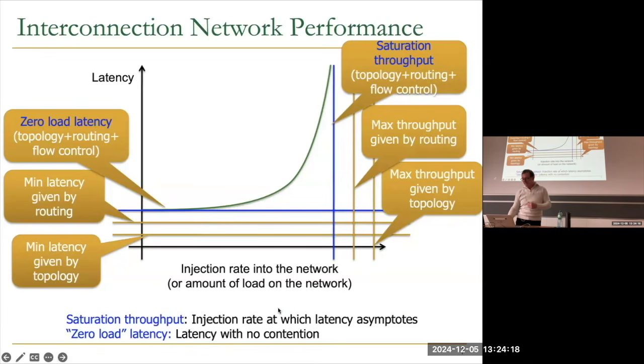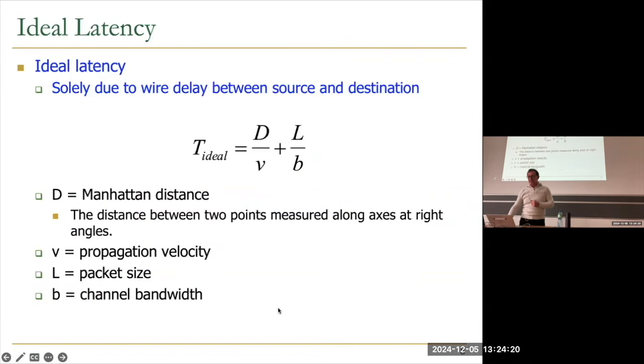I've already discussed this, so I'm going to skip these. But ideal latency, you cannot achieve, because this is really the latency due to wire delay between source and destination. Clearly, we don't have just wire delay between source and destination, right?